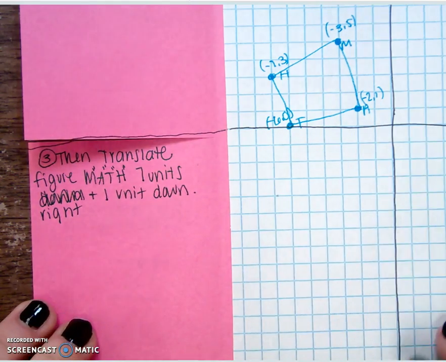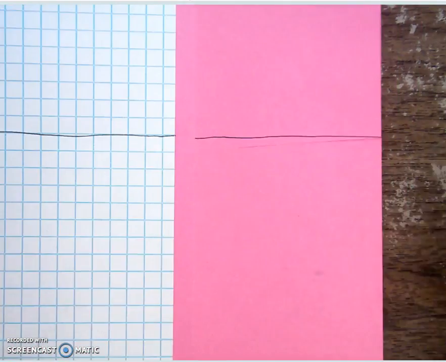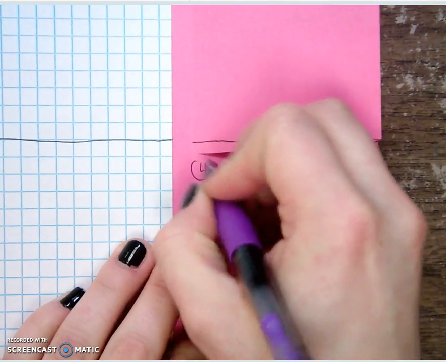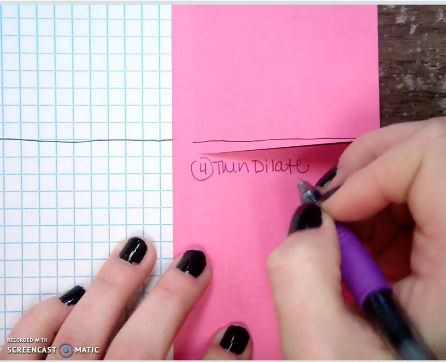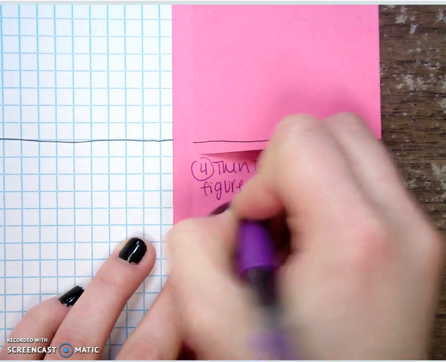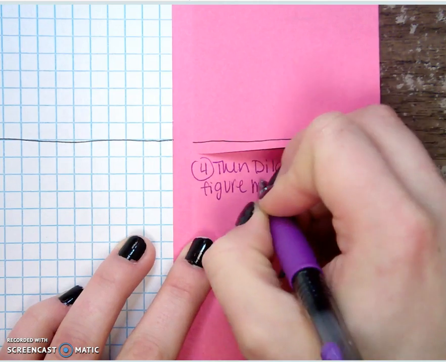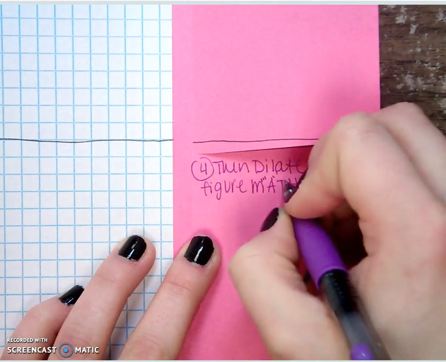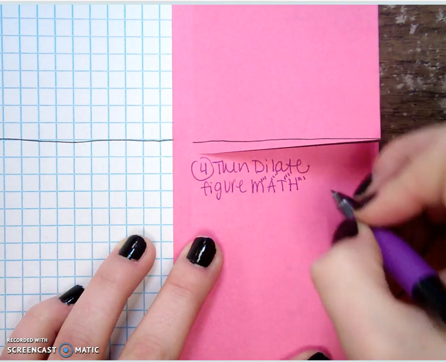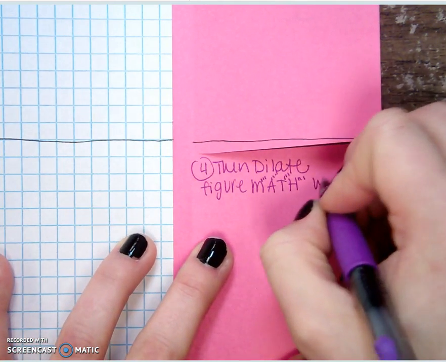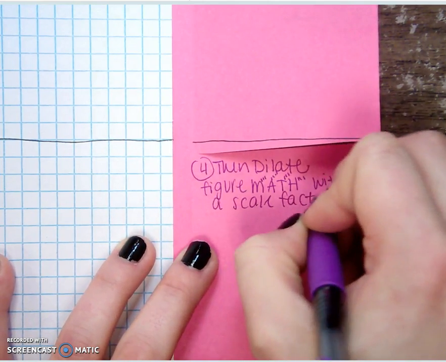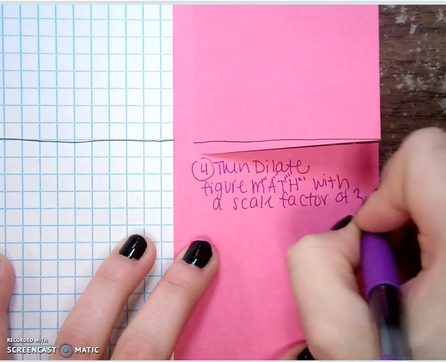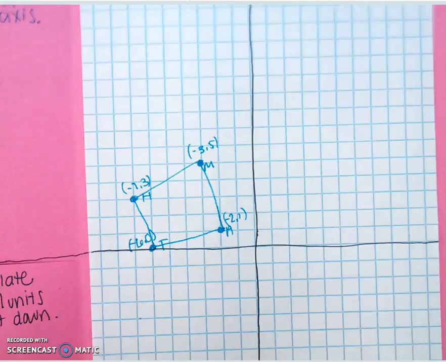Okay? And then the last thing that I want you to do is to then dilate figure. Now I've got 3 primes on each of these. I want to dilate it with a scale factor of 2. Let's go ahead and begin.